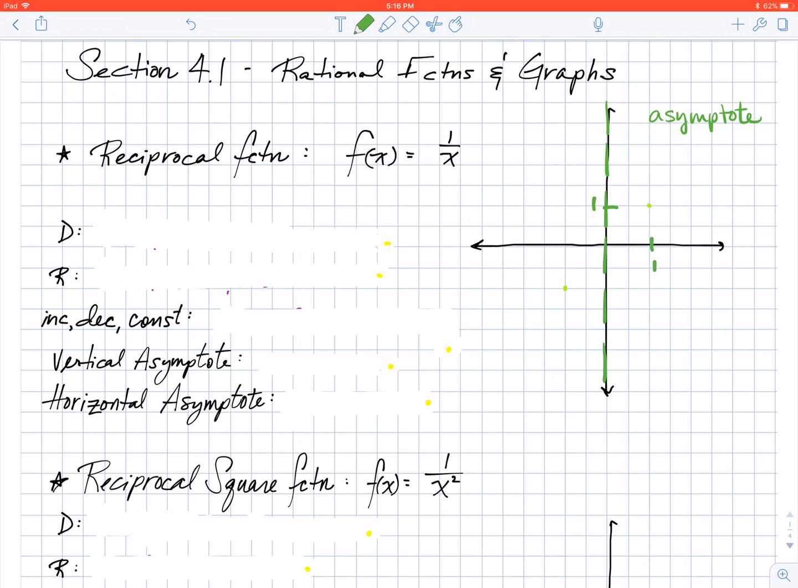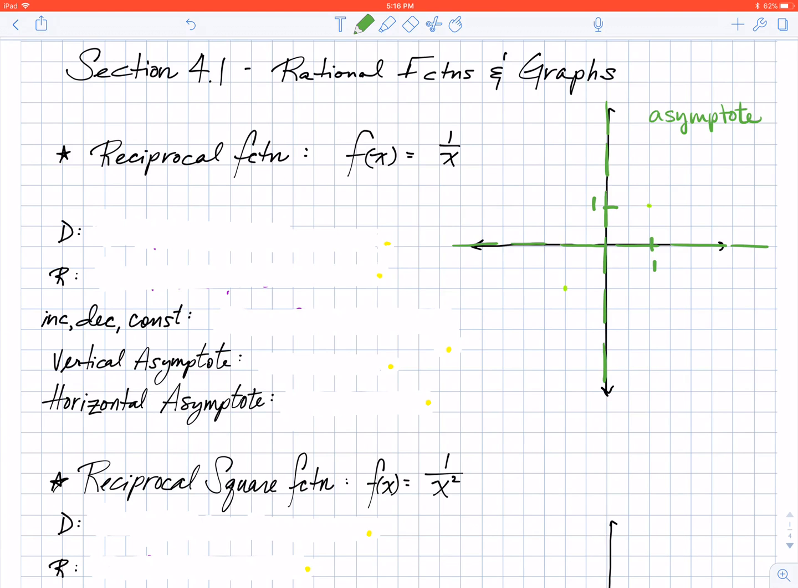Now, since x is not allowed to be 0, if you try to think about numbers that you could plug into our equation that would make y equal to 0, you're never going to find anything that will make y equal to 0. So we find that y equals 0 is not allowed. You won't be able to find it. So this is our horizontal asymptote.